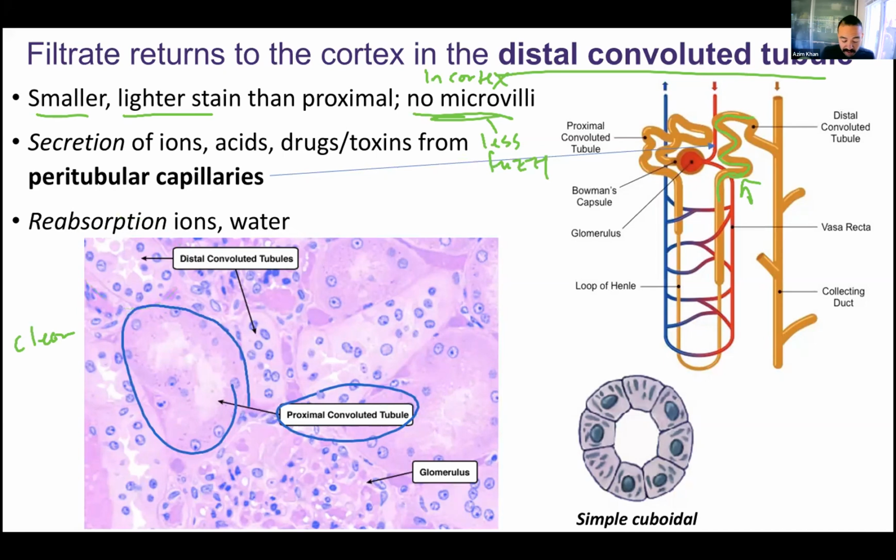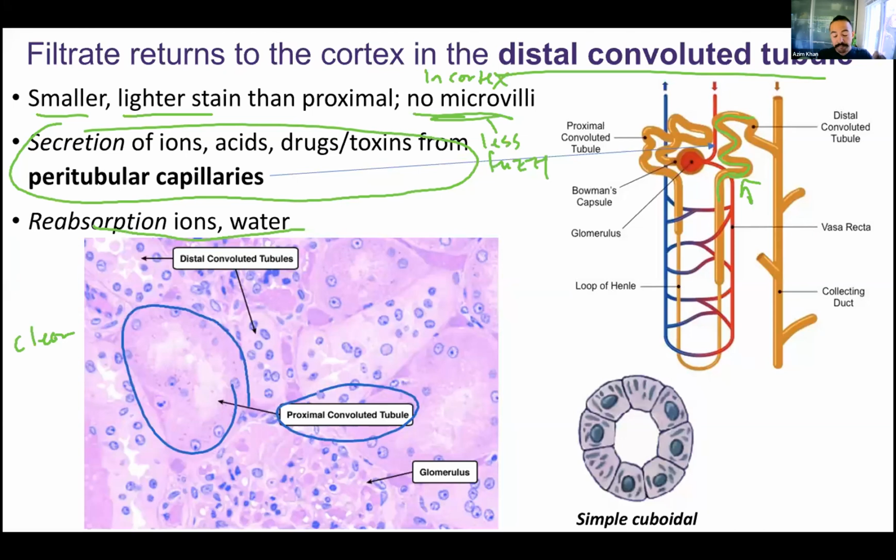What are we doing here in the distal convoluted tubule? We're still absorbing things. We're still absorbing ions and water, but now we have an additional function. A special thing happens here. We are secreting ions, acids, drugs, and toxins. We can actively remove things from the blood, from the peritubular capillaries, into the nephron. So here's a second location of where things are added from blood to the nephron lumen.